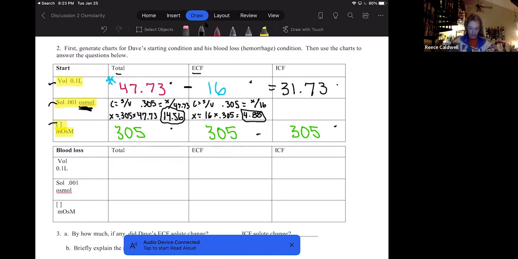So I want you to use that equation once more to solve for the intracellular fluid. I'm not going to work it out, but hopefully you can figure it out by now. And what you're going to get is 9.68 osmoles. So that's how much solute is in his intracellular fluid. Okay, cool. So now we need to solve for the conditions after his blood loss, his hemorrhaging.